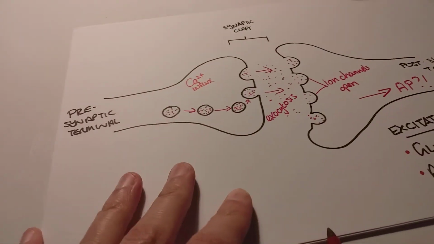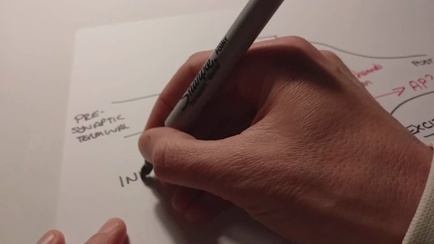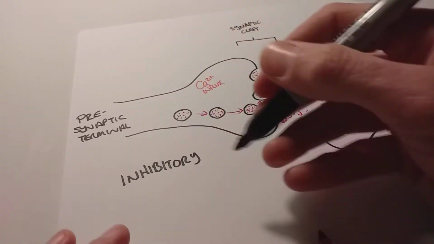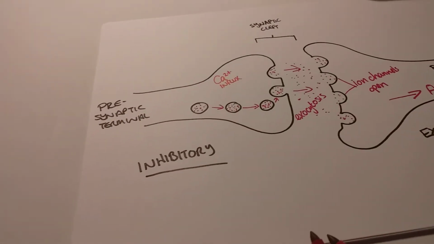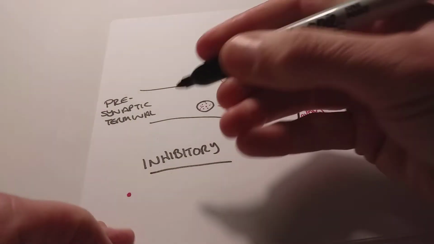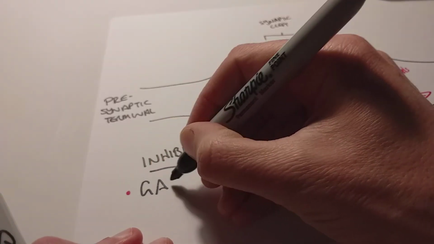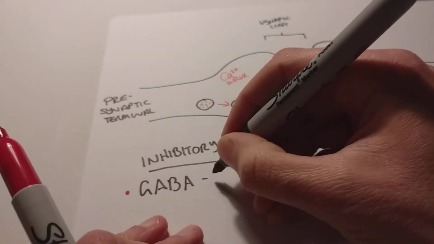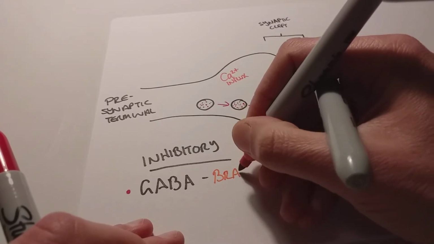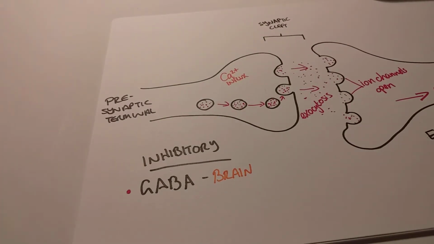So that's excitatory. So what's our inhibitory neurotransmitter? Inhibitory would be, where's my red pen? One called GABA. And that's in the brain. I like to remember GABA being inhibitory because it stops you going GABA, GABA, GABA, GABA. So that's how that works.